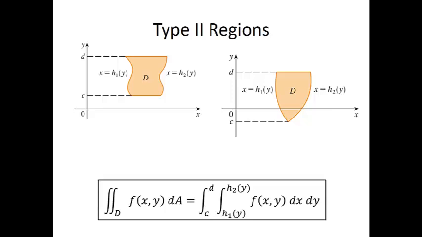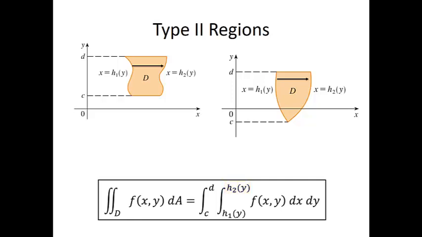The outer integral, remember, has to have bounds that are constants, so from c to d. And then our inner integral will be our dx integral, and that will have our functions h1 of y to h2 of y. Notice the curve on the left, h1 of y, is our lower bound. The curve on the right, h2 of y, is our upper bound.